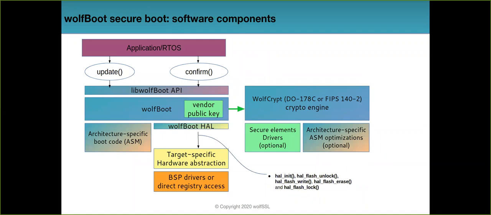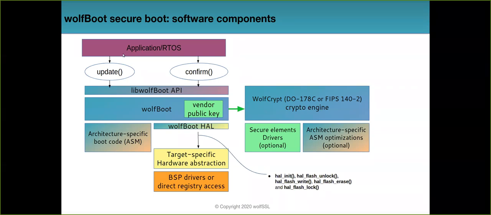Other than that, it's really OS agnostic. So the diagram here shows the interface between the application or your RTOS and wolfBoot. So basically there are two functions. Remember, wolfBoot doesn't have connectivity to the outside world. But the application does, and this is done intentionally, because you want to minimize the attack surface, and this complies with the draft requirement.